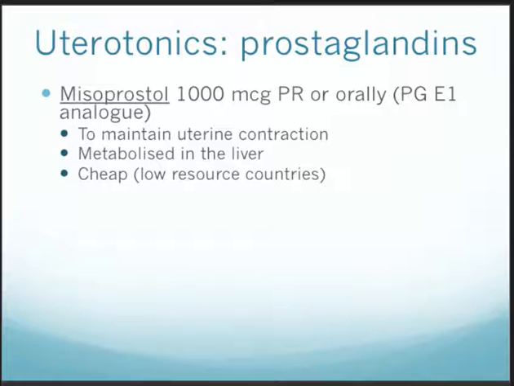Other uterotonics, the prostaglandins: misoprostol, that's a PGE1 analog, 800 micrograms. Tablets are 200 micrograms, either given orally, sublingually, or even PR. It is useful to maintain uterine contraction. Of note, it is metabolized in the liver, it's very cheap, and it doesn't need to be stored in the fridge or the freezer. That's why it's very useful in low resource countries and has contributed already to a considerable drop of postpartum hemorrhage.